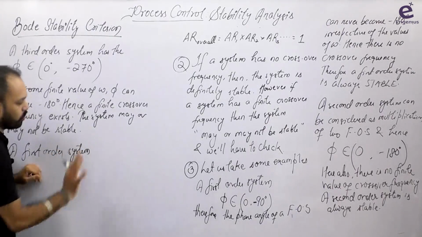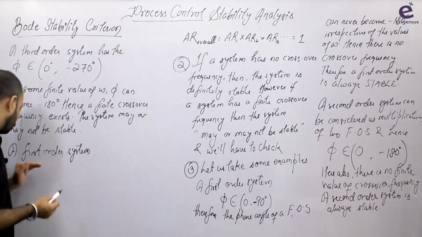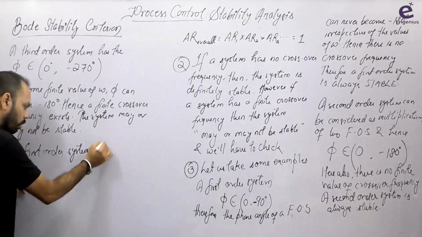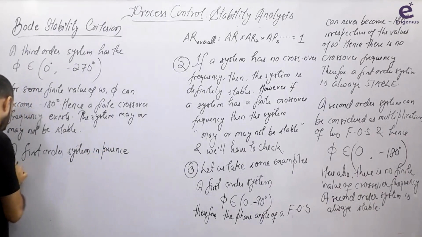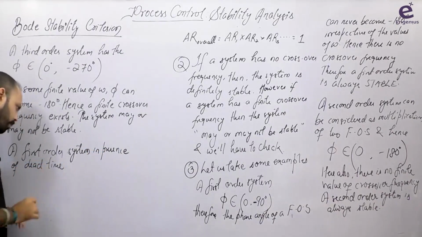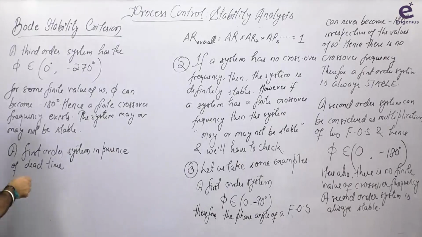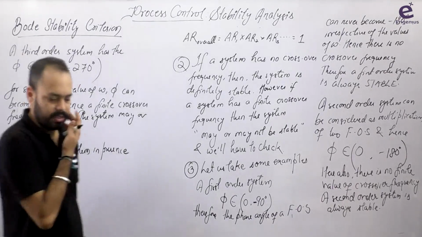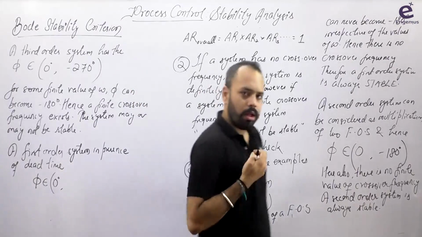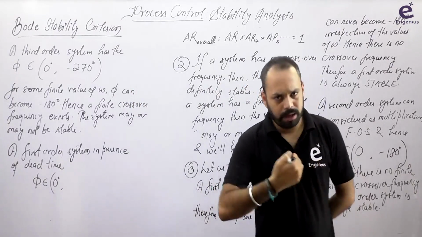I have already discussed a first order system, right? But let us do some modification here. A first order system in presence of dead time. Now, what do you think? First of all, check what is the range of phi for this? What do you think? Range of phi. Yes. What do you think? Tell me. First order system multiplied by dead time.